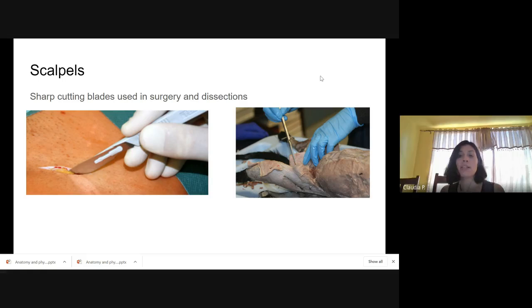And so students, when they start to cut, they don't realize how sharp a scalpel is. So they'll cut literally, because if you touch your stomach, there's no bone there. And so it's very easy to get into those internal organs, those intestines.